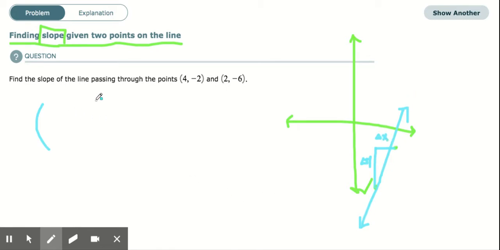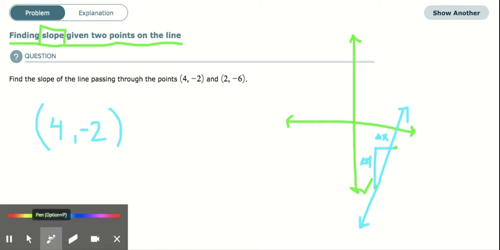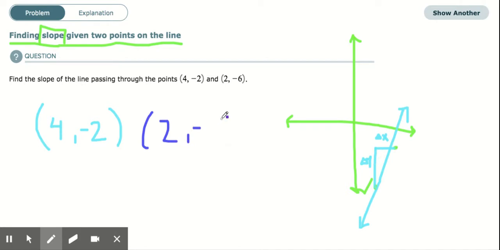So we're going to go ahead and do (4, -2) and (2, -6). And first, let's see the change in y, right? So rise over run. The rise, or the change in y, is going to be the y values subtracted from each other. Now, some people like to use the y2 value first, but it doesn't really matter what order you do it in, as long as you use the same point first.